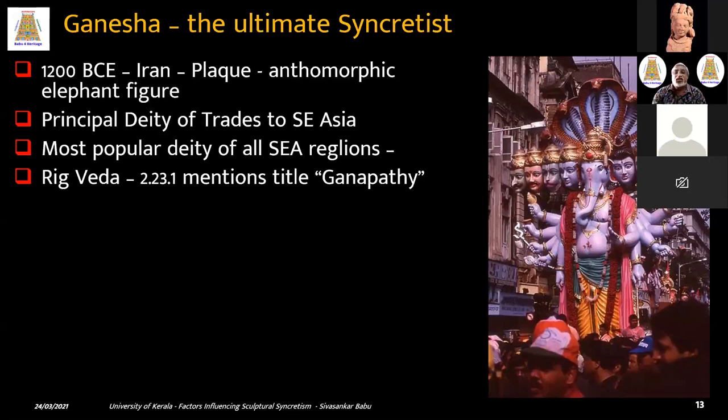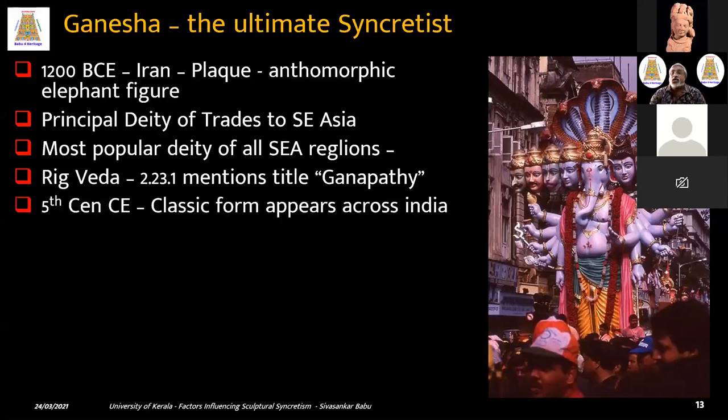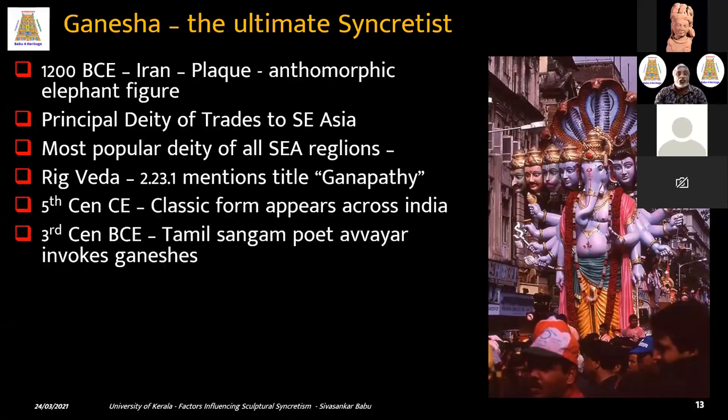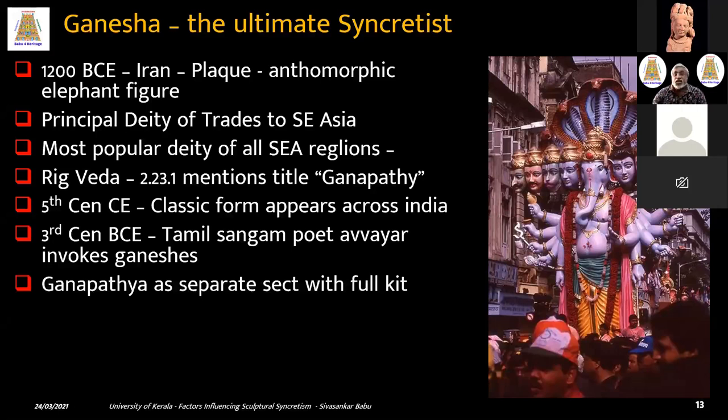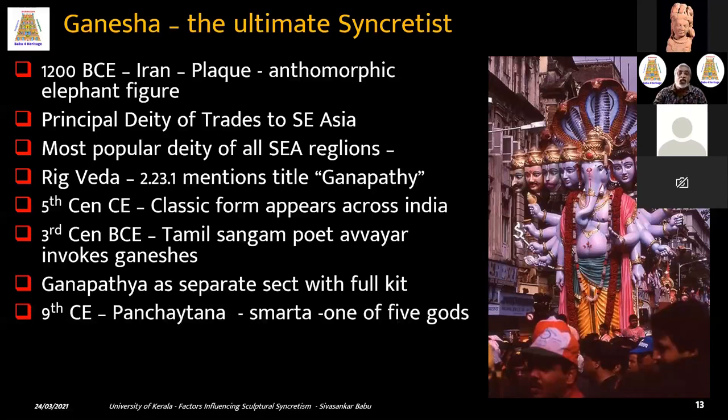He is mentioned in the Rig Veda, where it talks about Ganapati, though we don't know whether it refers to the actual form of Ganapati or is a title. But by the 5th century, you have a fairly stable form of Ganapati, as we see him today. From there, only the external appearance changes, such as the number of weapons or whether he is standing or sitting. Later he became a separate sect, Ganapatya, with its own full set of Puranas, puja and other methods. By the 9th century, he had become one of the Panchayatana gods.